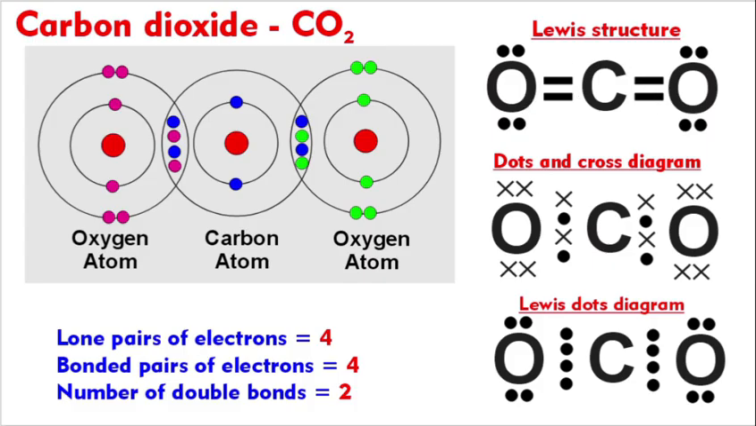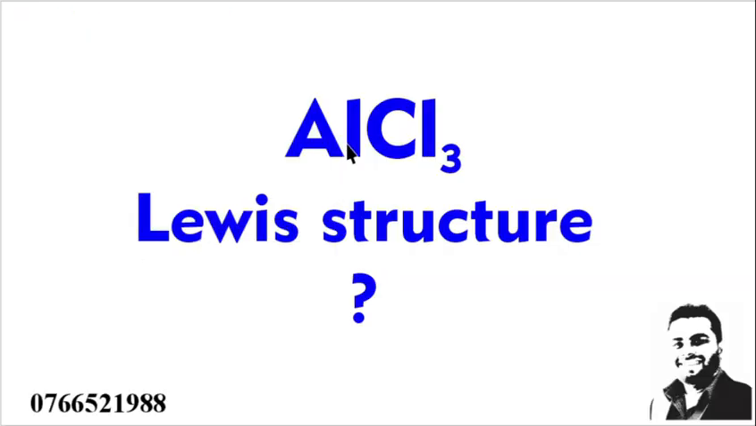Can you draw the Lewis structure of aluminium chloride? So as I said, although aluminium chloride is between a metal and a non-metal, still we consider it as a covalent compound. Can you try? What will be the middle atom here? Aluminium, yes. Make a balance, aluminium in the middle.